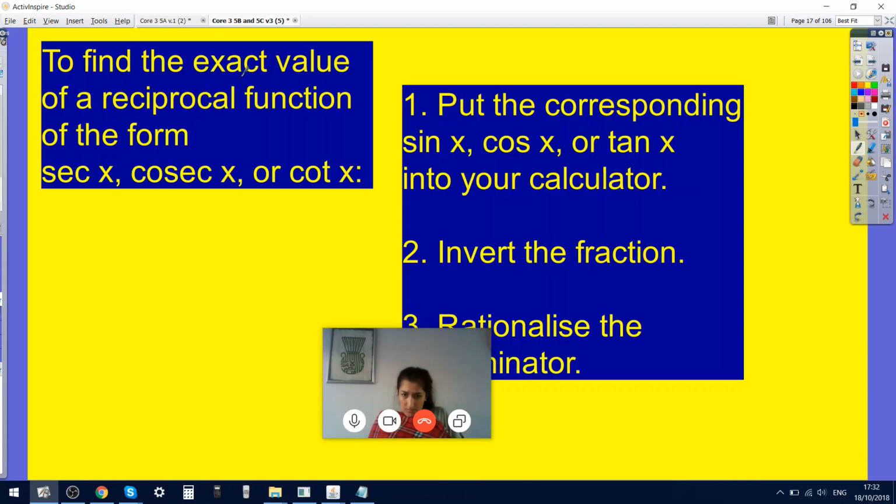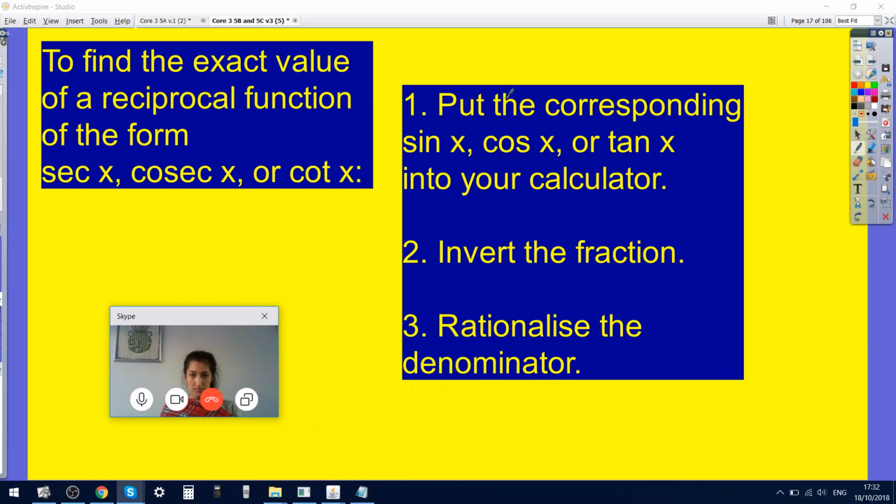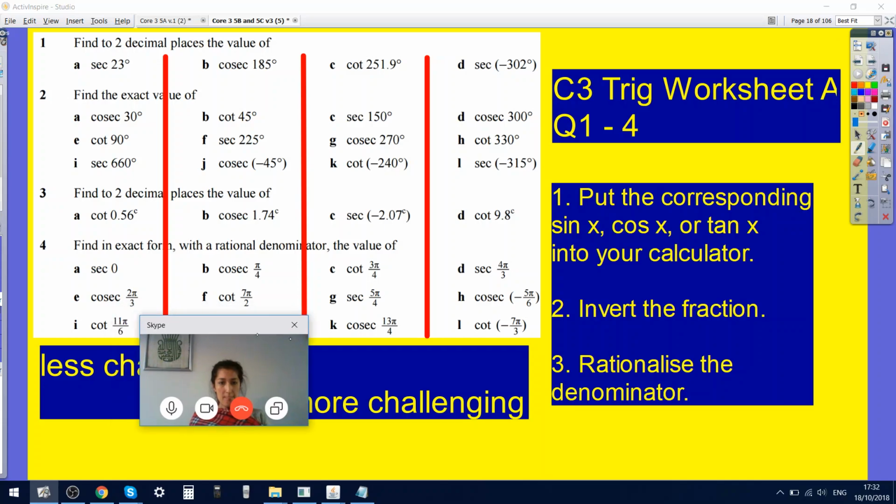So to find the exact value of a reciprocal function of the form sec x, cosec x, or cot x, put the corresponding sine, cos, or tan into your calculator, invert the fraction, and rationalize the denominator. But your calculator will do that.